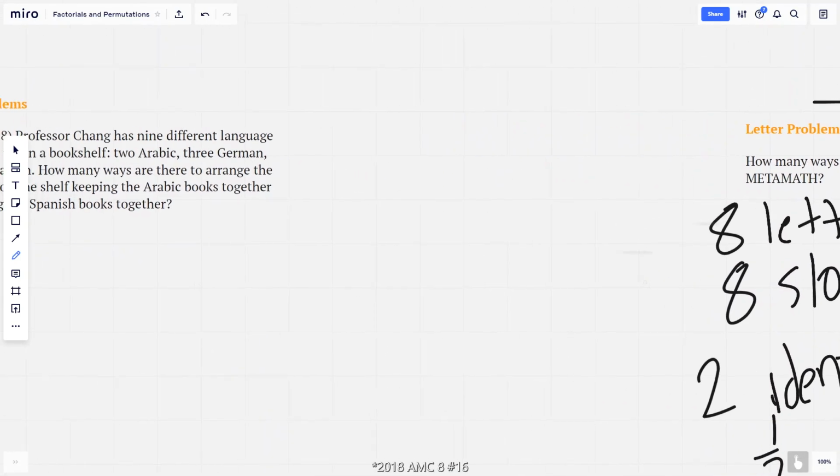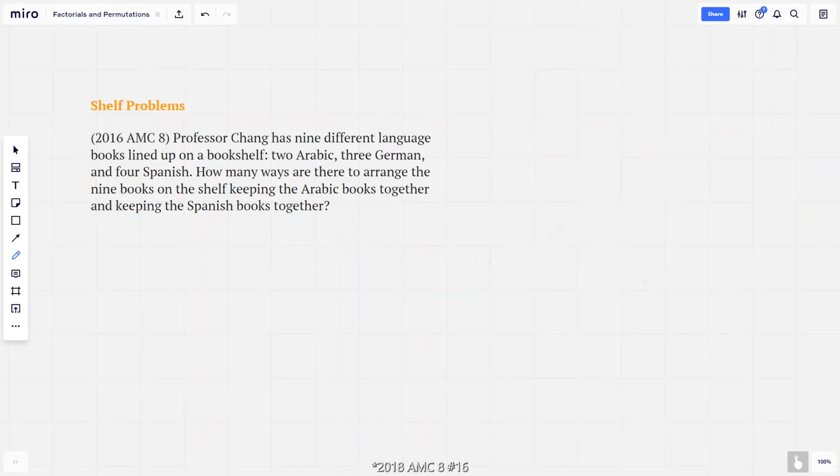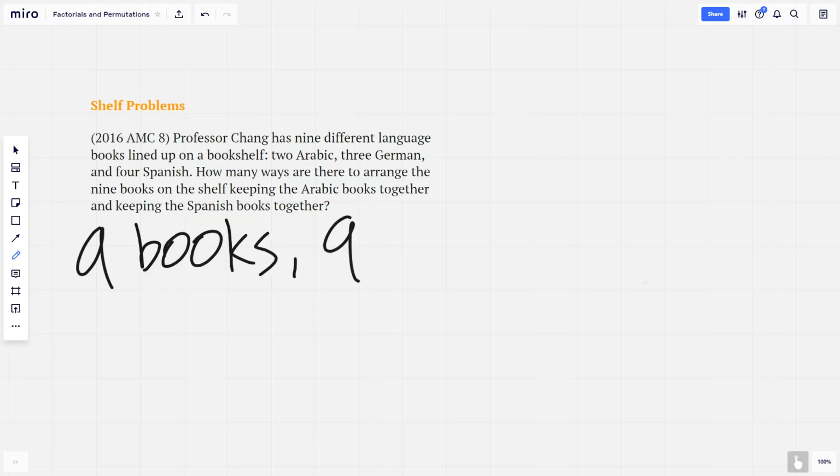And the last type of problem I want to discuss is the shelf problems. And these are all very similar to the previous problems, but this is a specifically harder one. This is a 2016 AMC 8 problem number 16. And this problem involves books on a shelf. And again, we're going to have 9 books, and we have to take a subset that is also 9 books. So we're going to be permuting across the same set.